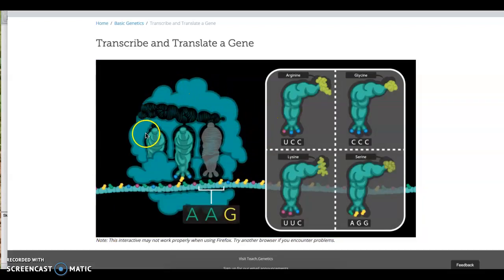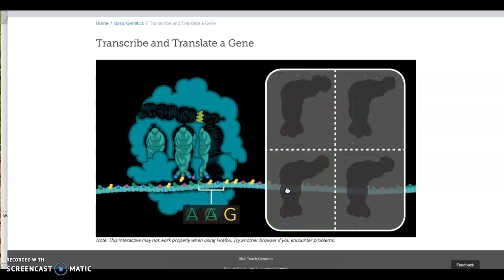This is our ribosome. And then we have our strand of RNA, and we are going to try and find the correct set of 3 letters, or anticodons, to meet up with these 3 letters, which are called codons. So if I have AAG, I'm going to look for UUC because that would match those 3 letters. So I'd click on this one because it matches up.